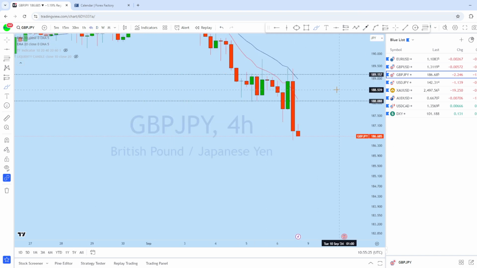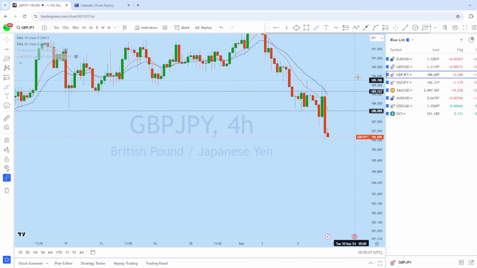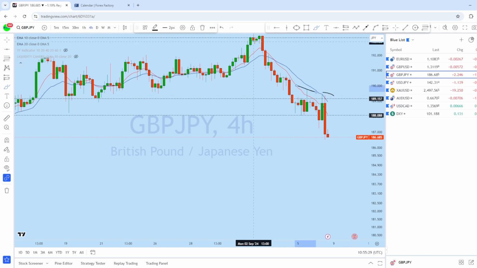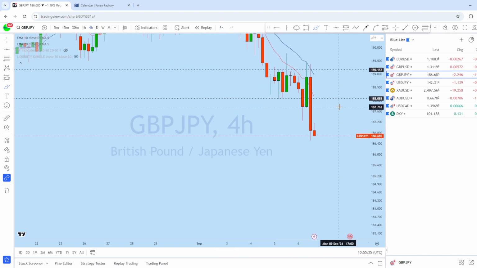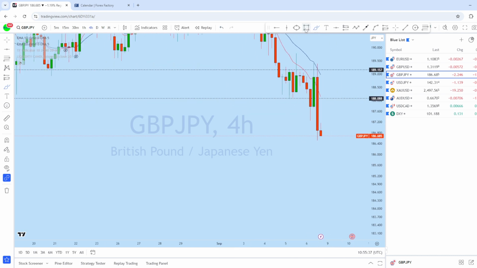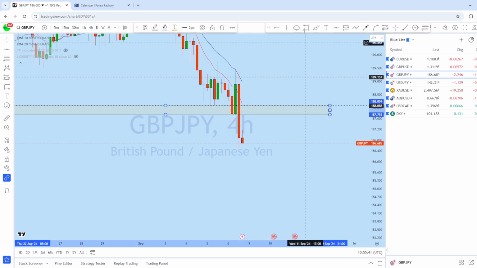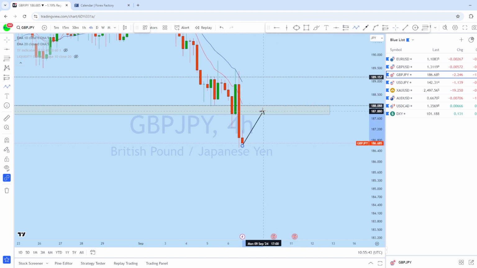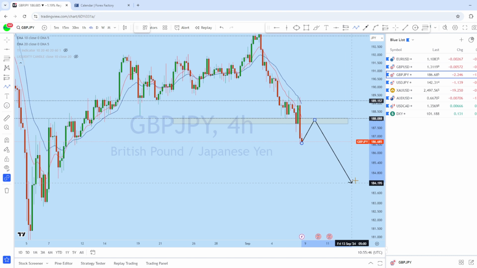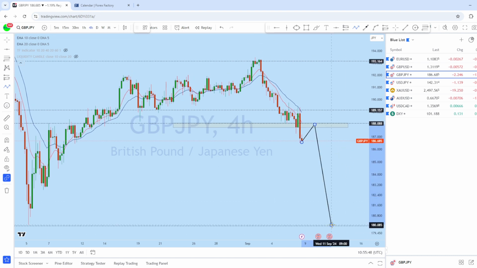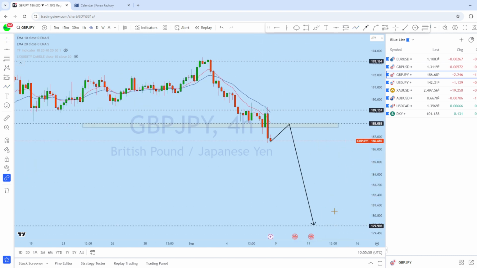Now if we look at the intraday perspective, we can see that the market is forming a series of lower highs, and this is a downtrending market structure, expecting it to come back up for another retest and then to drop back down again. So any pullback to the upside on GBPJPY can give a potential selling opportunity in this instrument.